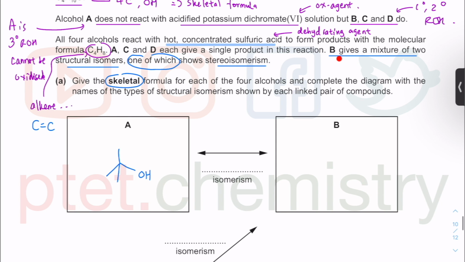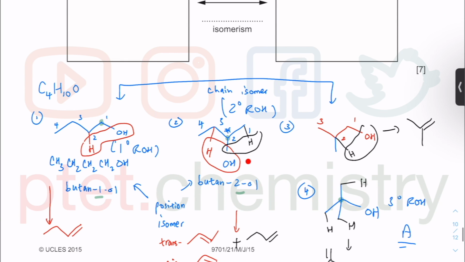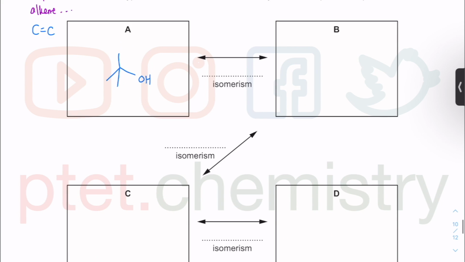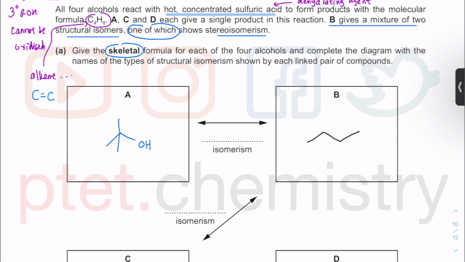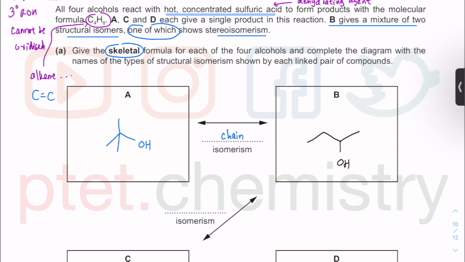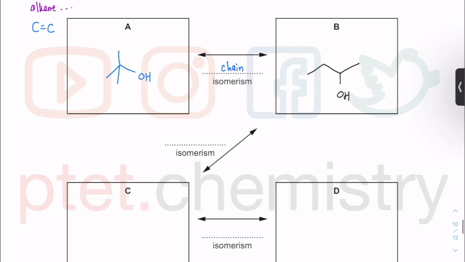That must have been B because B is the secondary alcohol, is the one that gives you two structural isomers, one of which show you stereoisomerism, in this case the cis-trans geometric isomerism there. So B has to be the secondary alcohol, the butan-2-ol. If you look at this straight chain and this is branch chain, so this is very clearly what you call chain isomerism, straight chain versus branch chain there.